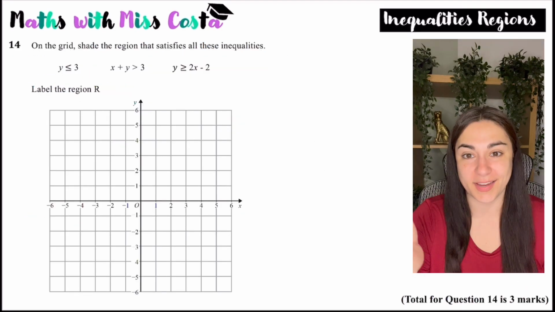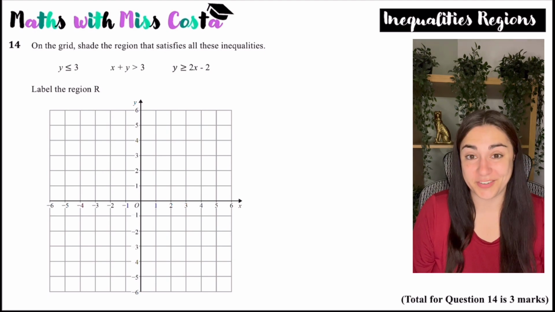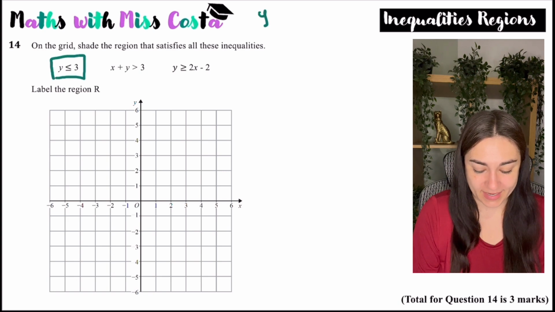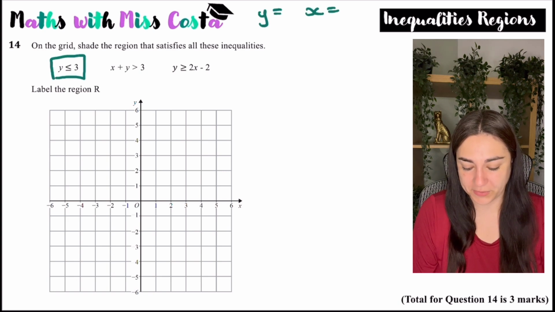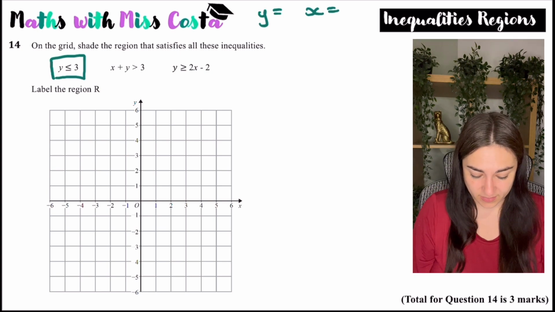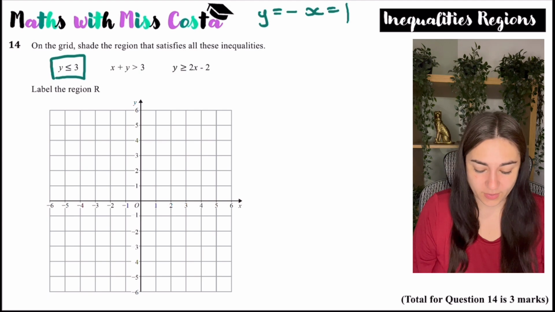£65.60. Okay, so I've been given 3 inequalities and I've been asked to shade the region that satisfies all of them. So the nice and easy one is this one here. If you ever have a y equals or an x equals, you know they're just going to be straight lines, horizontal or vertical. The y equals line is going to be horizontal, x equals will be vertical, but let's see why.